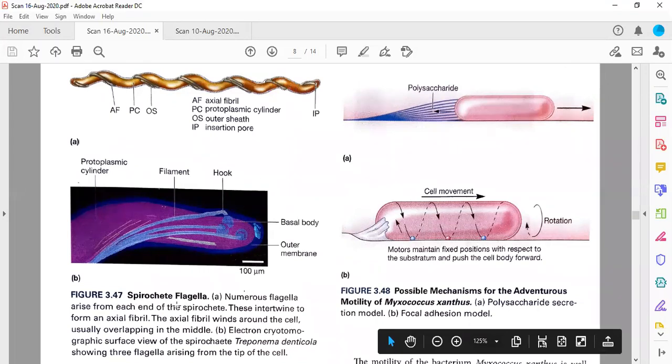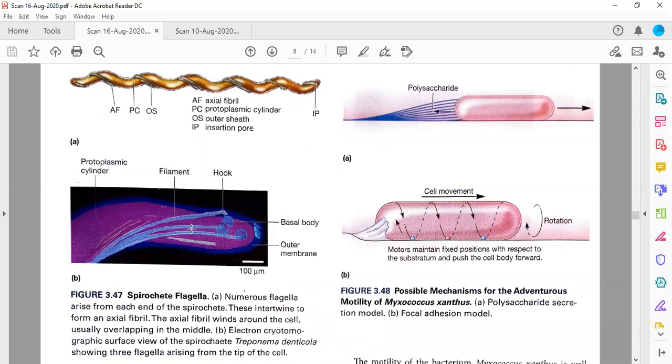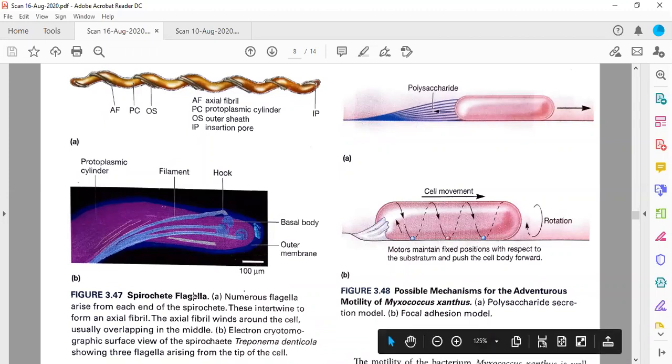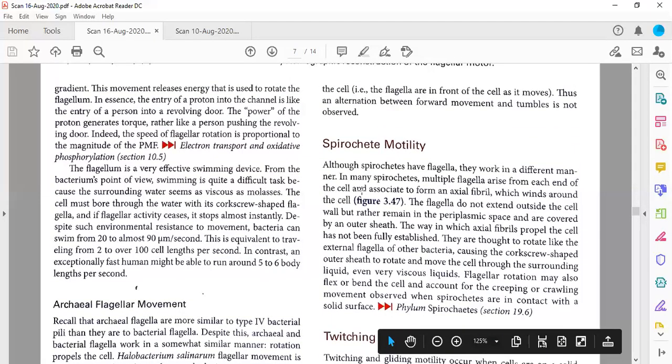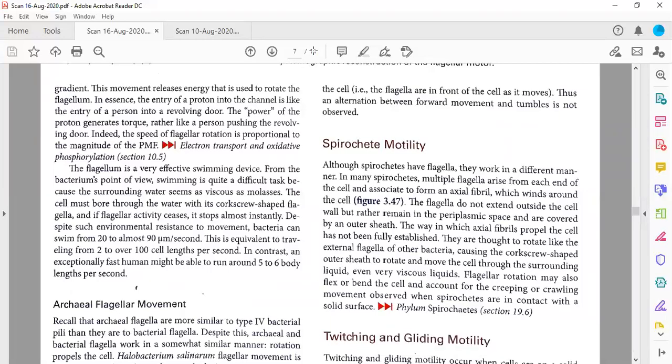It has a spiral shape, therefore it is called so. These intertwine to form an axial fibril. Axial fibril winds around the cell, usually overlapping in the middle. Treponema species showing the three flagella arising from the tip of the cell. You can see here there are three flagella which are arising from the tip of the cell, and they are together giving this kind of movement. These are not very important, but at least you need to know.